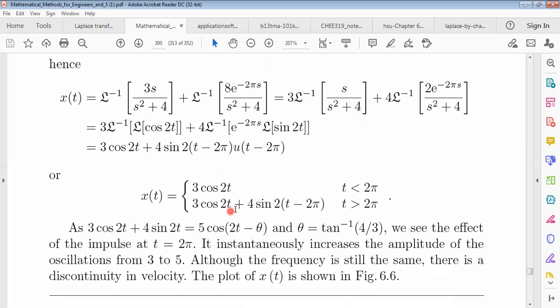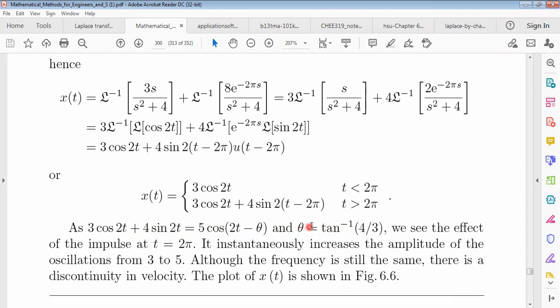Now, 3 cos 2t plus 4 sin(2t − 2π), okay, can be written as 3 cos 2t and 4 sin 2t, because sin(2t − 2π) can be written like this. So this is a trigonometric equation: 5 cos(2t − θ), where θ equals tan inverse 4 by 3.